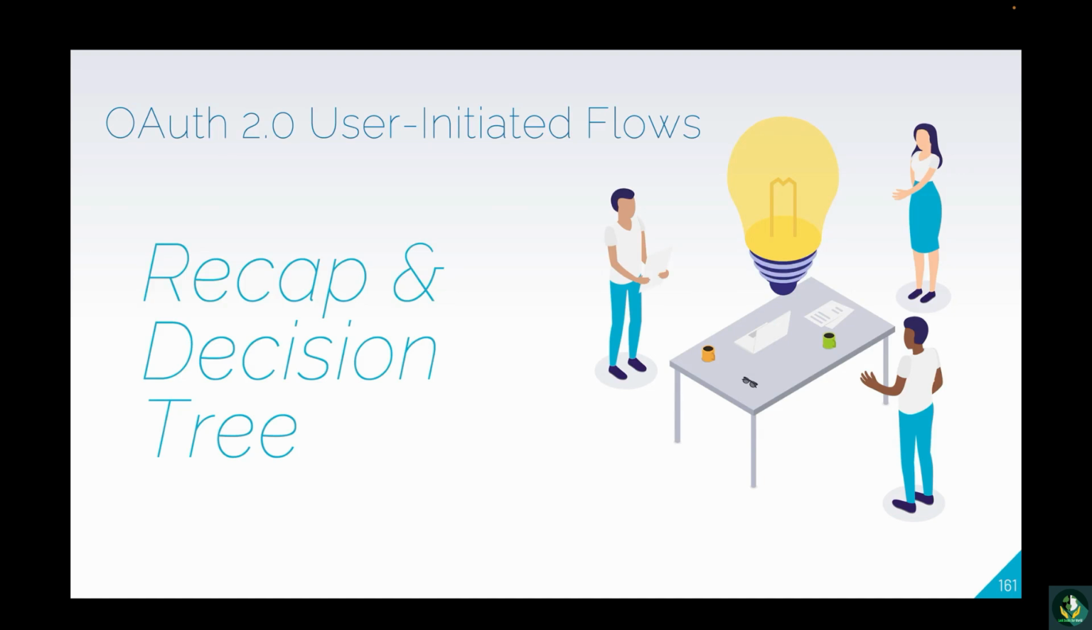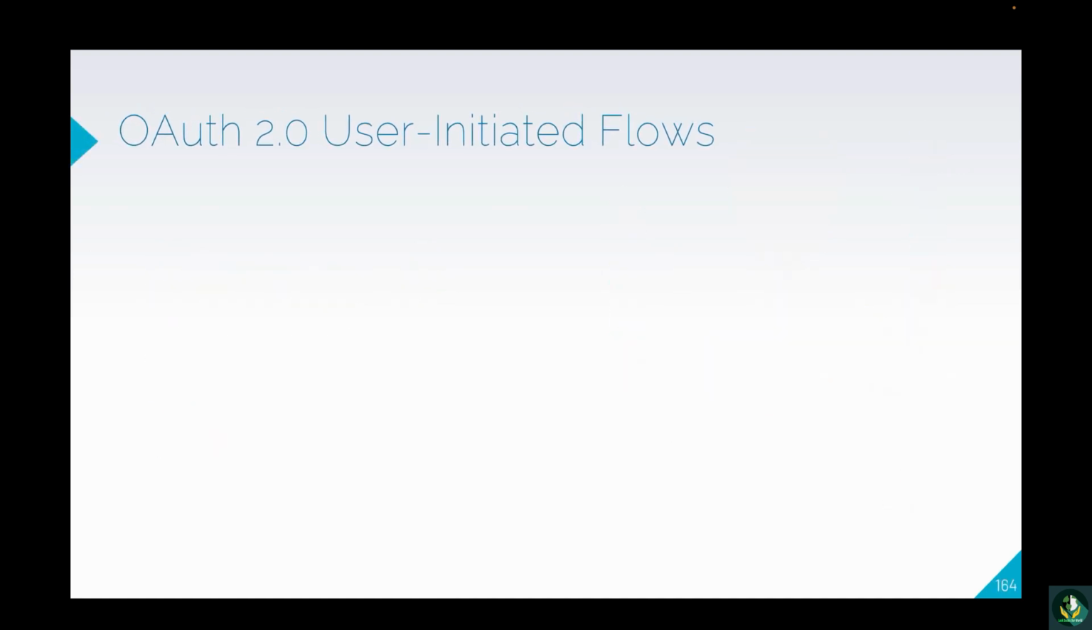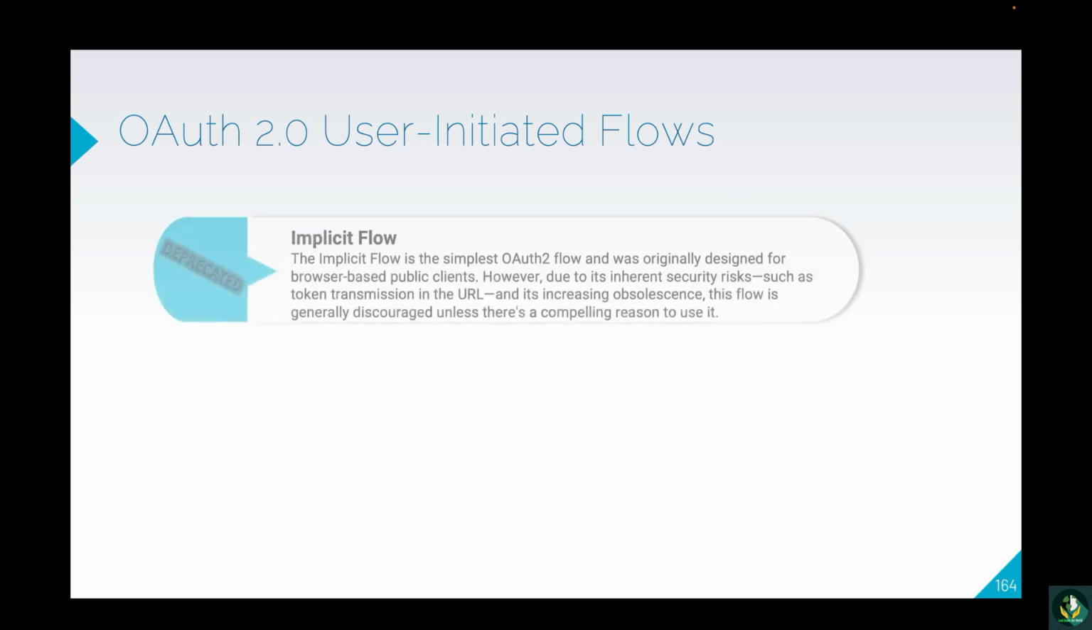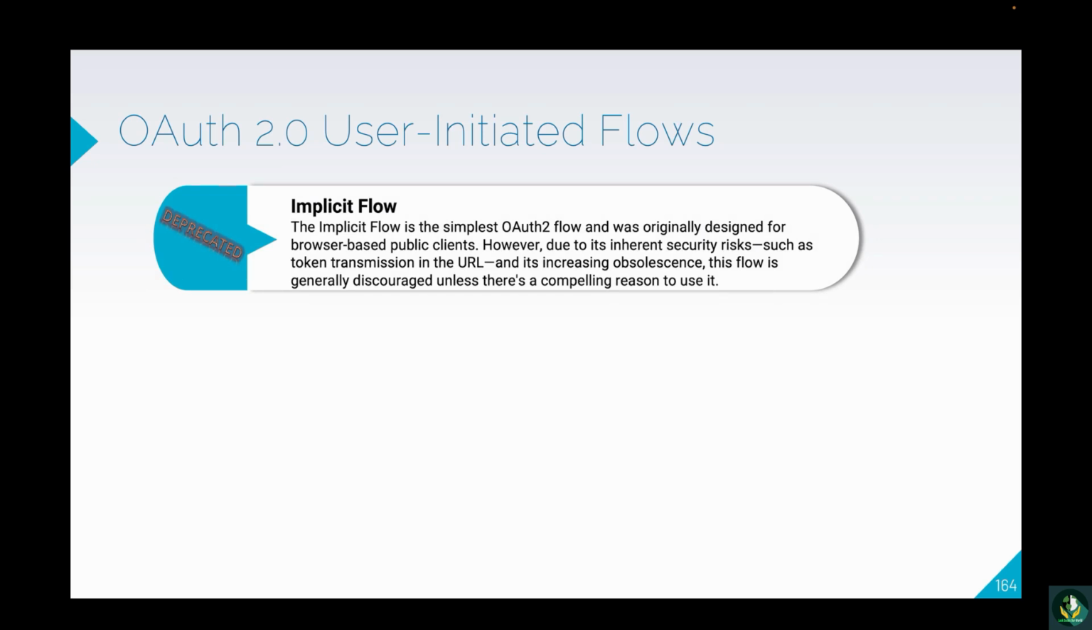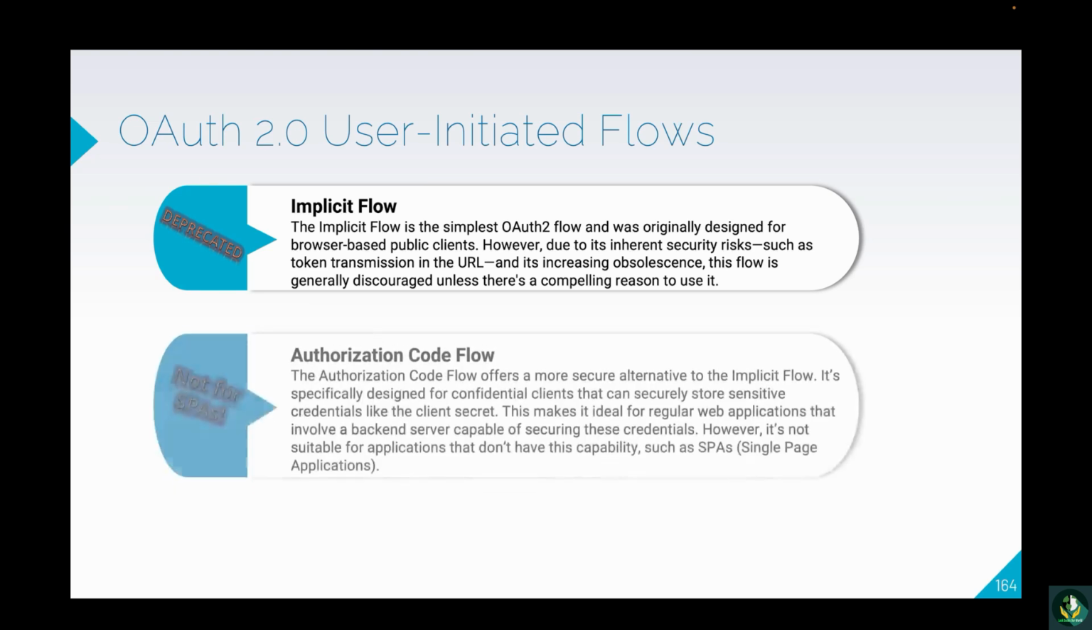Let's quickly recap the user-initiated OAuth 2 flows we have covered so far, and walk through a decision tree to help you determine when to use each flow, ensuring your architectural decisions align with the right security needs. Implicit flow. The implicit flow is the simplest OAuth 2 flow and was originally designed for browser-based public clients. However, due to its inherent security risks, such as token transmission in the URL and its increasing obsolescence, this flow is generally discouraged unless there is a compelling reason to use it.